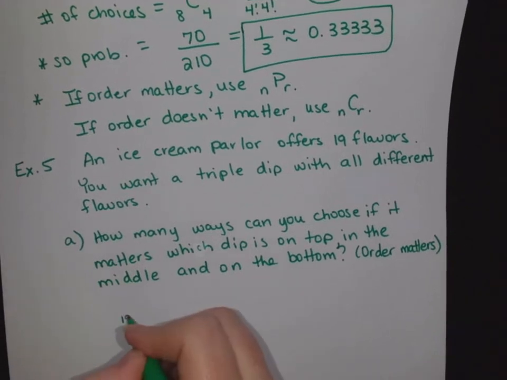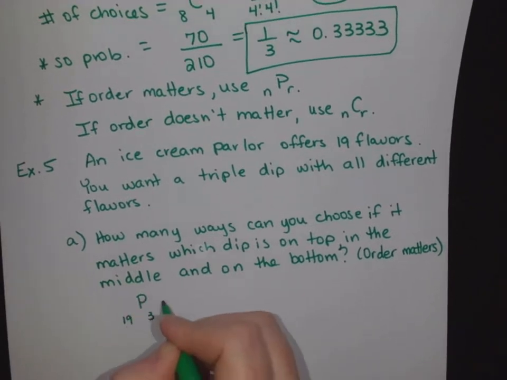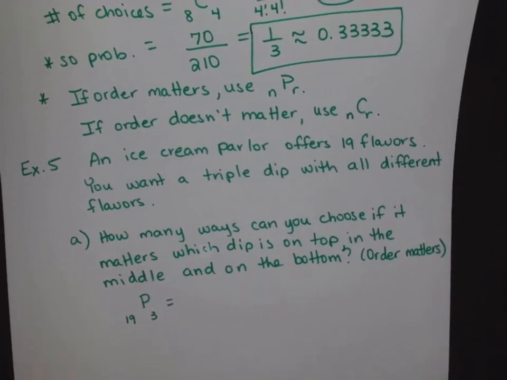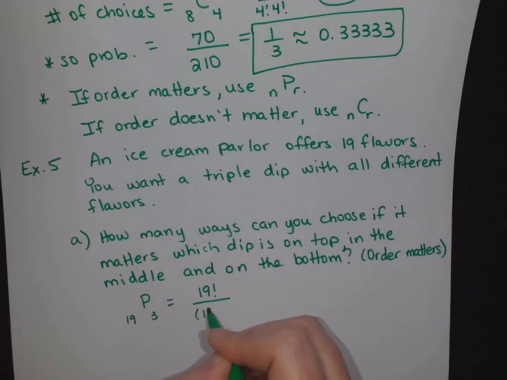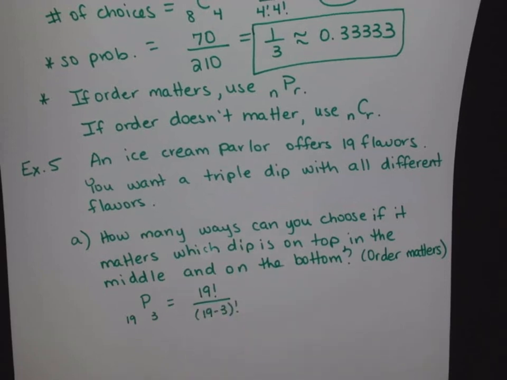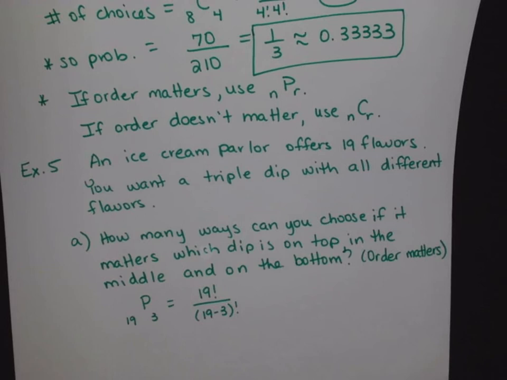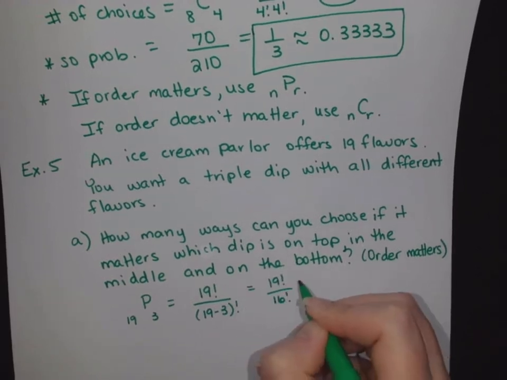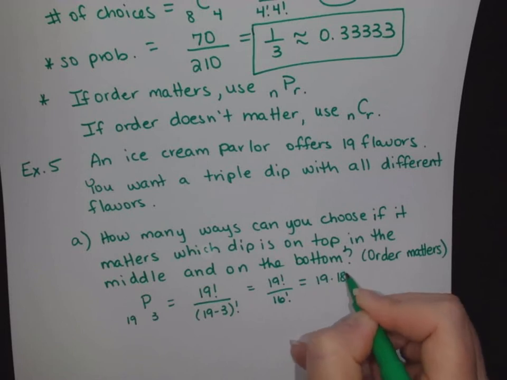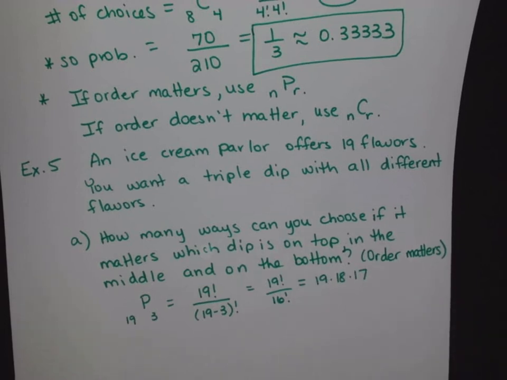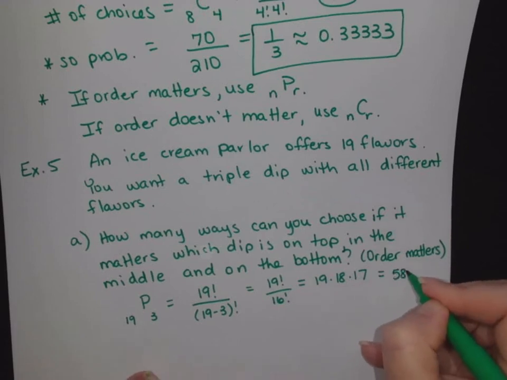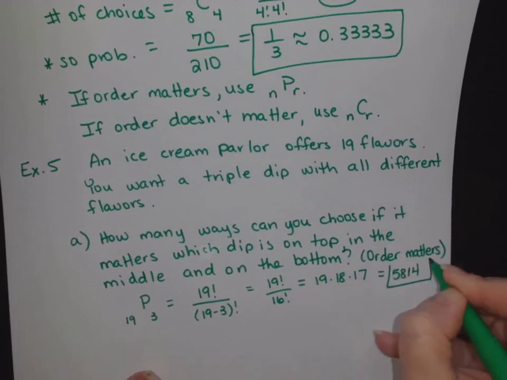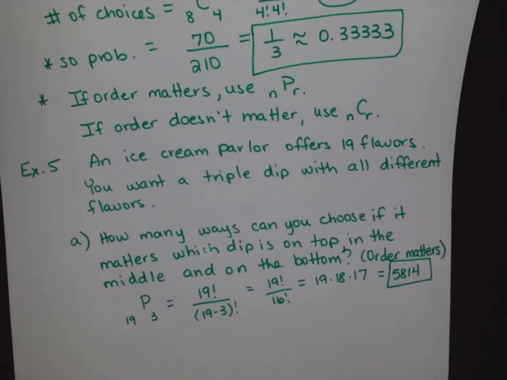So we have 19 flavors and we're picking 3 of those flavors. Okay, so that's what that looks like. Remember, permutation looks like n factorial over the difference between them factorial. So that would be 19 factorial over 16 factorial, and so the 16 all the way down to 1 go away and you just get 19 times 18 times 17, or 5,814. Okay, so it's still a lot of ways to order your triple dip, right?